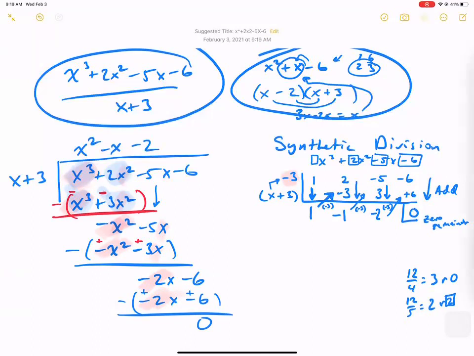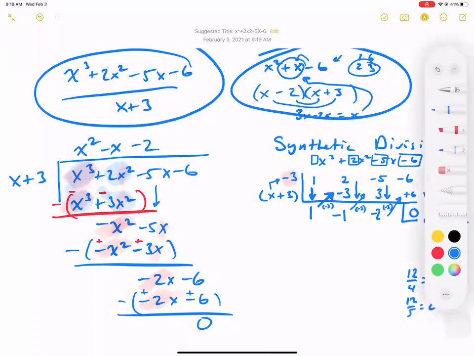Okay, now here is the next step. I'm going to erase these to make these a little bit prettier. Oops.